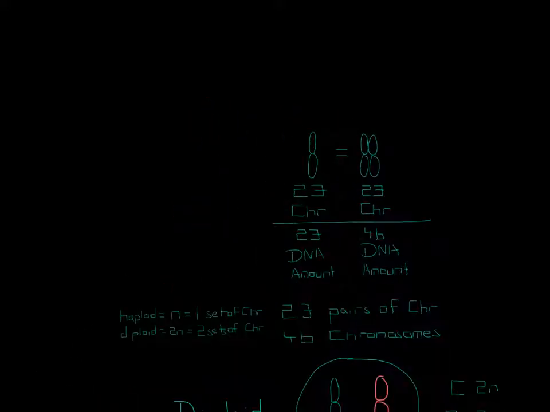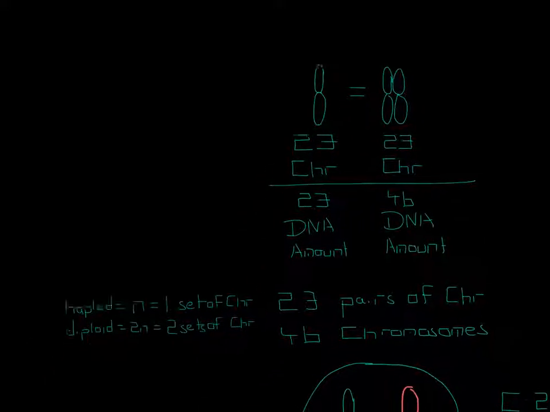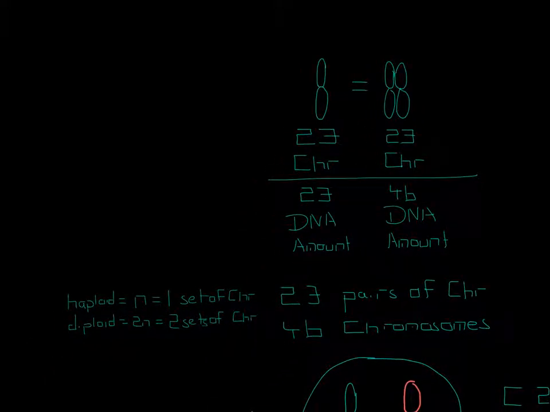So just going over some basics, in a somatic cell and in a starting germ cell, you have 23 pairs of chromosomes. And so that would mean that there's 46 individual chromosomes. And going over some terminology, haploid is represented by N, and all that means is that there's one set of chromosomes. Diploid means that there's 2N and that there's two sets of chromosomes.